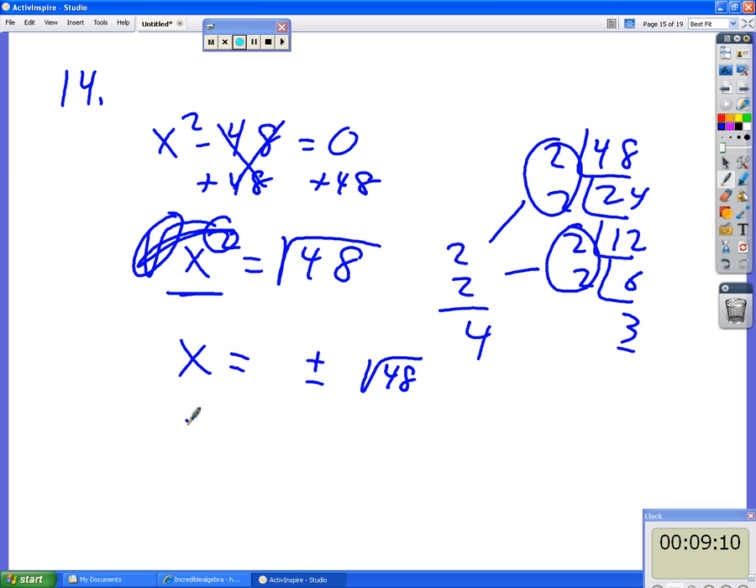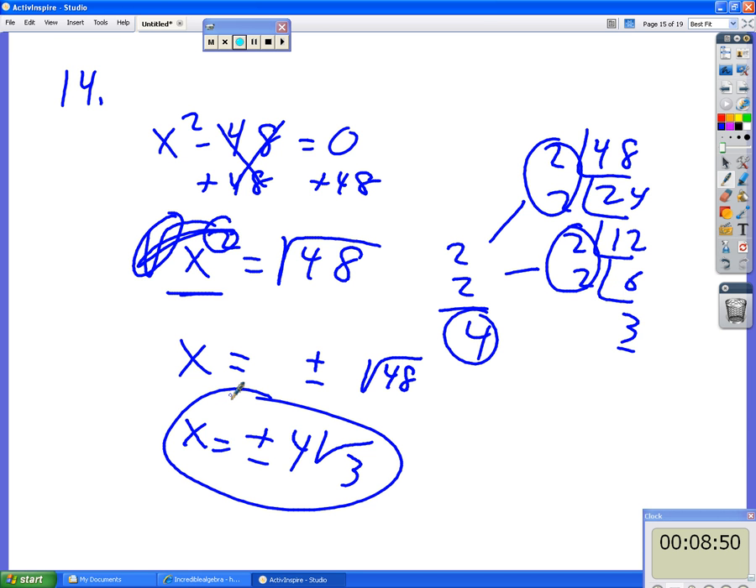So x is equal to a plus and minus. The 4 came from my pairs, so it comes outside. The 3 is not circled, it stays inside. And the square root is a plus and minus the square root. Plus and minus 4 times the square root of 3. That is problem number 14, using the square root method.